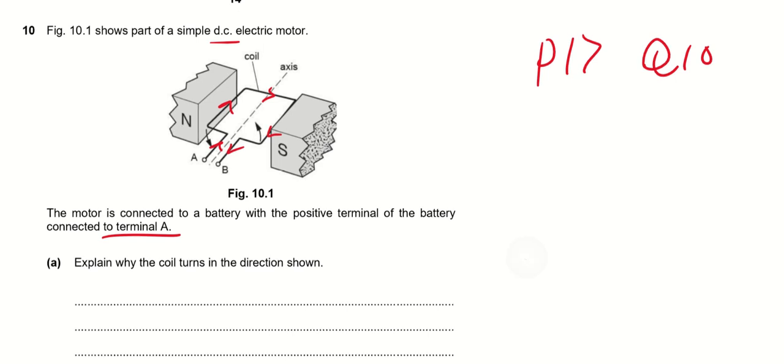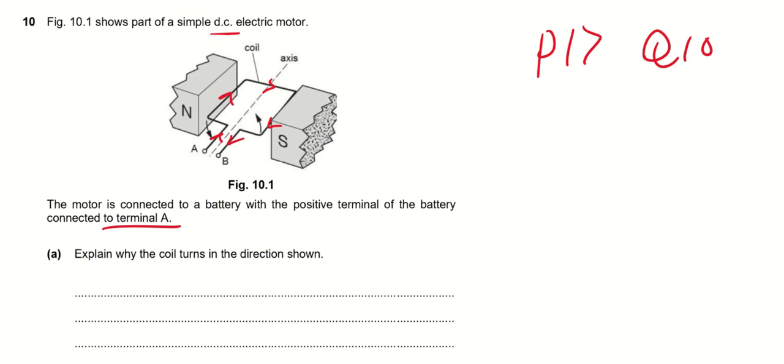Okay, explain why the coil turns in the direction shown. Did they give us the direction of turning? Clockwise or anti-clockwise? Anti-clockwise. So what do you need to do? Revise this again. Drawing of this diagram in a 2D perspective.